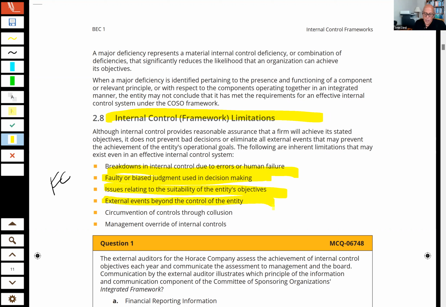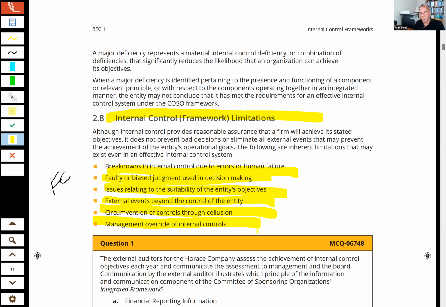beyond the entity's control. I guess that doesn't have to be entirely related to people. For example, you could have a hurricane or something, a disaster. Circumvention of controls through collusion, that deals with people, and management override of controls. Flashcard that. I can see that being an essay question on your exam.